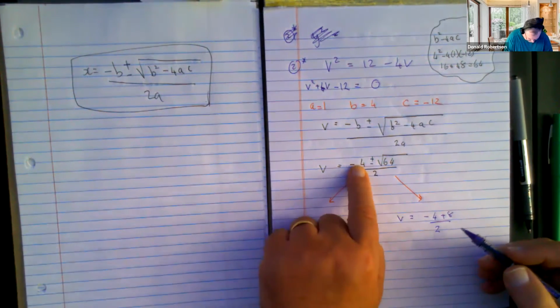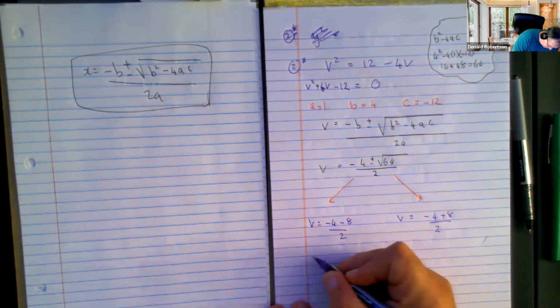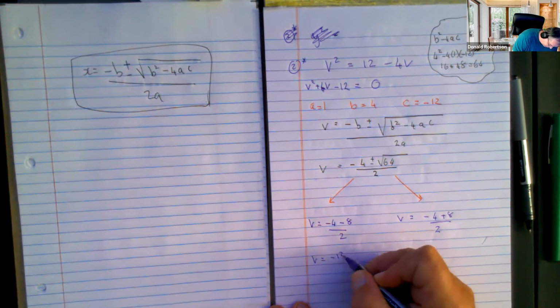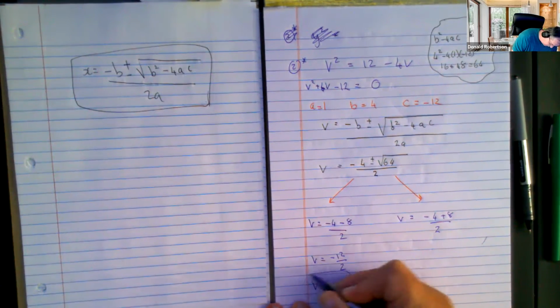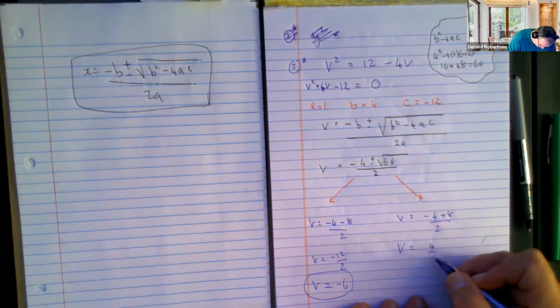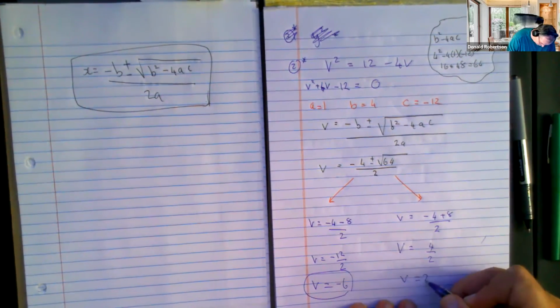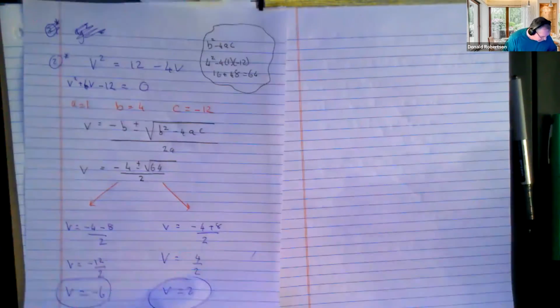So negative 4, add the square root of 64, which is 8, divided by 2. This guy is negative 12 over 2, which gives you one of your solutions, negative 6. And this one is 4 over 2, which, as I said, is by sheer coincidence the same answer as the one that we did.